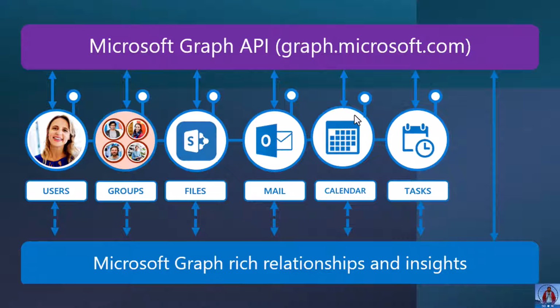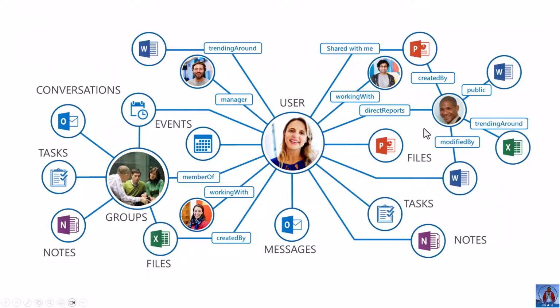Using the Microsoft Graph, you can query the users' information, the groups, and the files within the M365, the mail option from Outlook, the calendar, and all the tasks. Not only that, it can also get information from the notes and other applications too. This gives you a full understanding of how the graph is laid out.